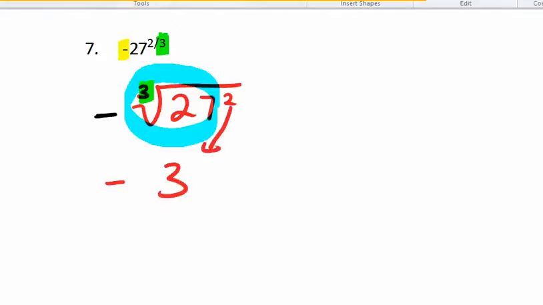And then I'm going to drop down the exponent and square it. Again, I'm squaring that 3, not the negative, so it's going to be 9. Drop down the negative, so the answer is negative 9.